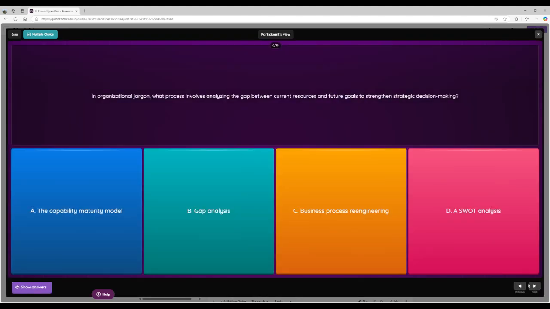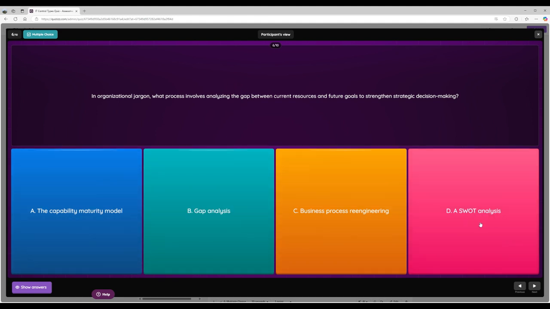In organizational jargon, which process involves analyzing the gap between current resources and future goals to strengthen strategic decision making? Okay, this is also one of those that you should just know. Analyzing the gap. It is the gap. What is the current state and what is the future state? And what do we need to do?